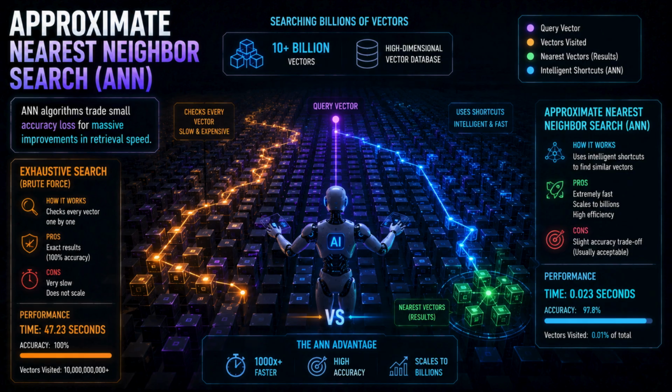Why speed matters? Searching billions of vectors one by one would be extremely slow. So vector databases use special algorithms called Approximate Nearest Neighbor Search, or ANN. Instead of checking every vector, the database intelligently narrows the search. The result: milliseconds of search time, even across billions of embeddings.